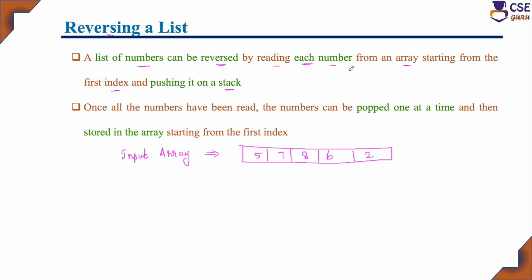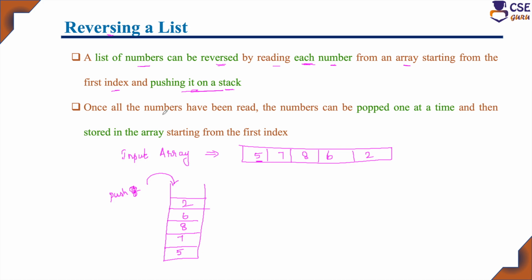Here, each number initially you have to push onto the stack. First push 5, and 5 will stay at the bottom of the stack. Next push 7, and 7 is at the top. Next push 8, next 6, and next 2. So a list of numbers can be reversed by reading each number from the array and pushing it onto the stack. Now we have pushed all the elements into the stack.